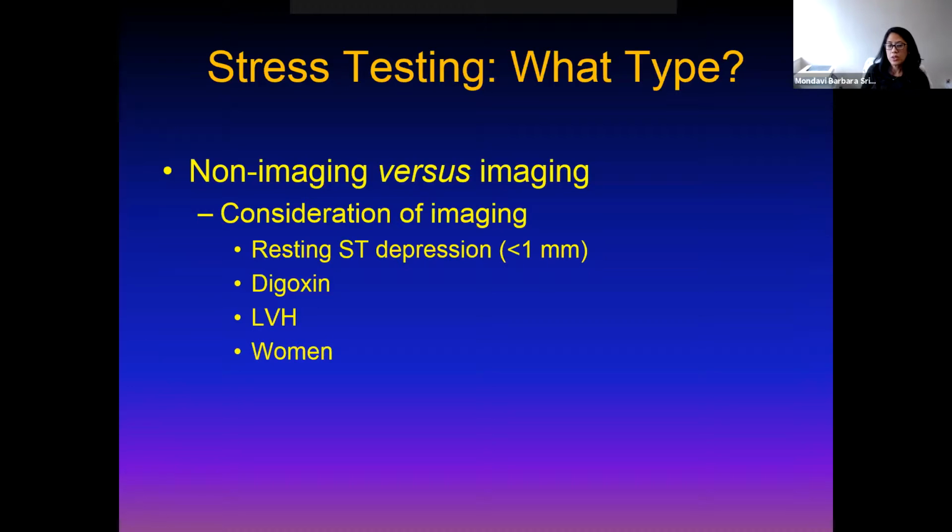Other considerations: whether to do imaging versus non-imaging. So a plain treadmill versus the addition of imaging, and this becomes very important because, as I mentioned, the addition of imaging adds a lot of cost to the stress tests, and so a lot of insurance payers are recommending non-imaging stress tests unless there is a contraindication or it's going to be non-diagnostic. And so these are, if they demonstrate these findings on EKG or they're undergoing treatment with digoxin, those are patients who might benefit from the addition of imaging to a plain treadmill.